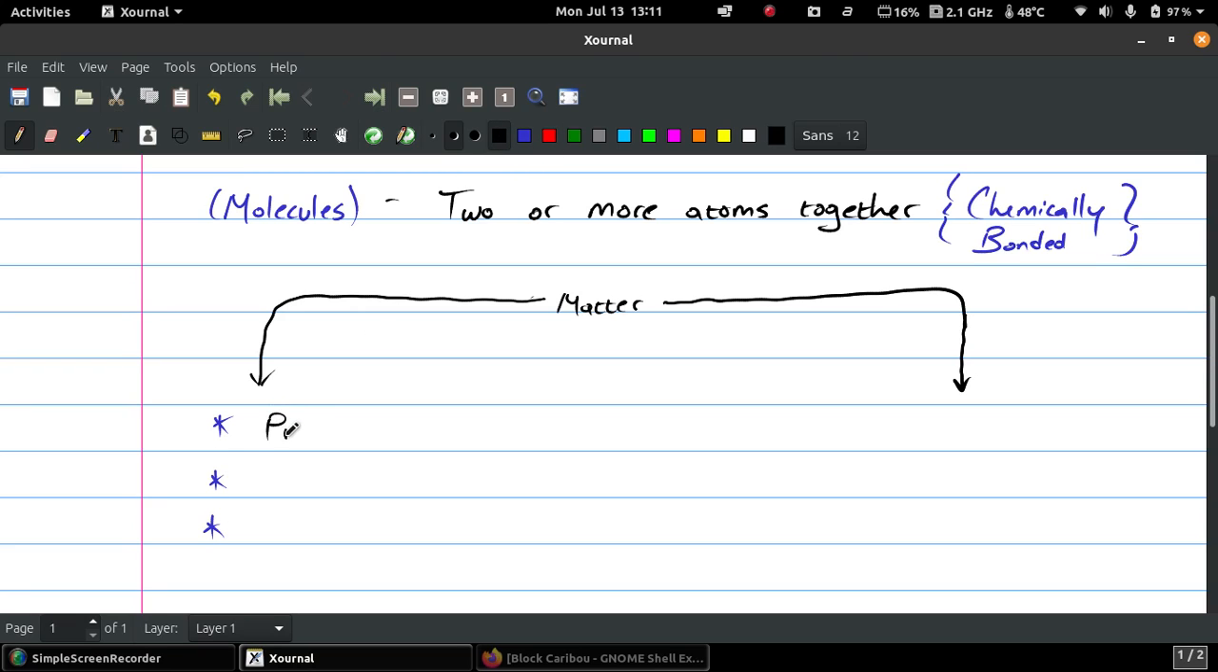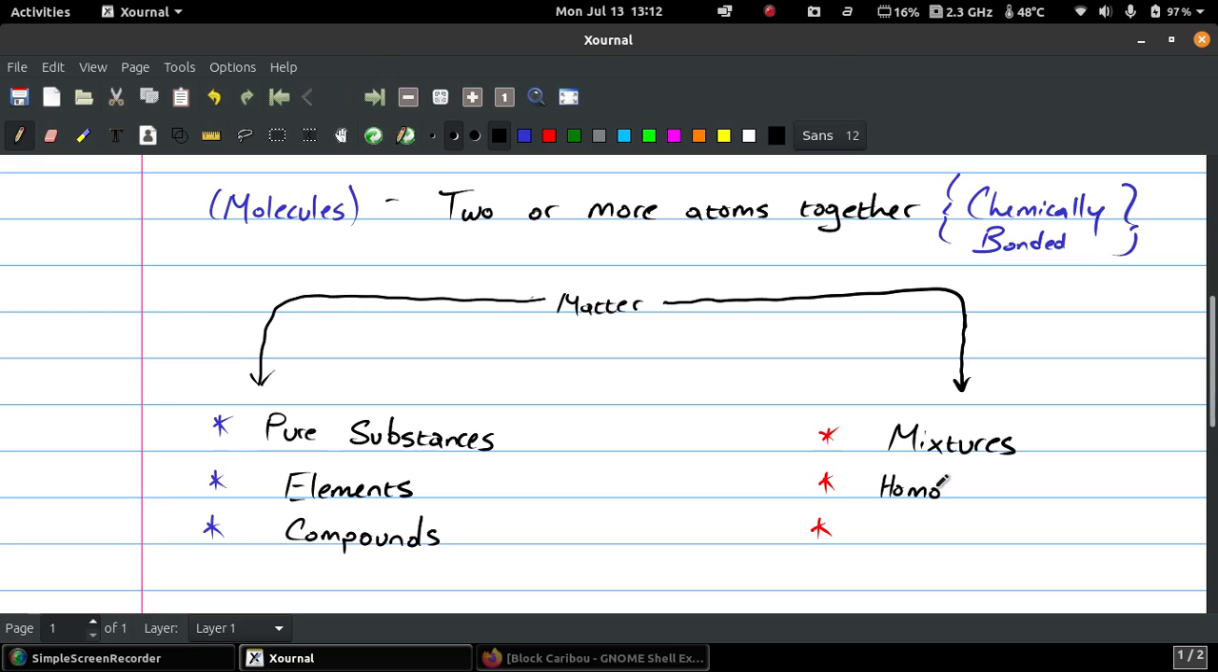So we have pure substances, elements, and compounds. And over here, we have mixtures, and then that would be homogeneous and heterogeneous.